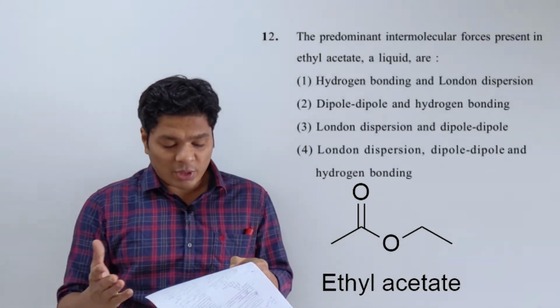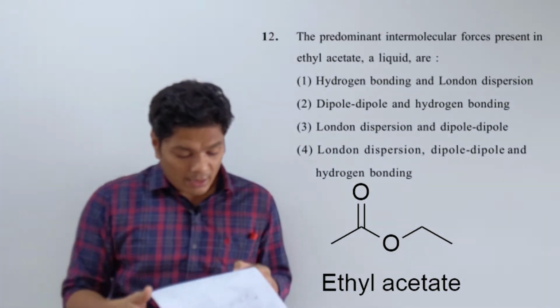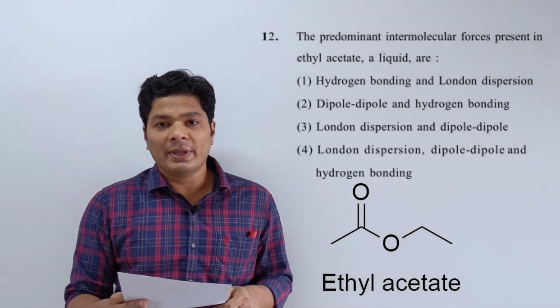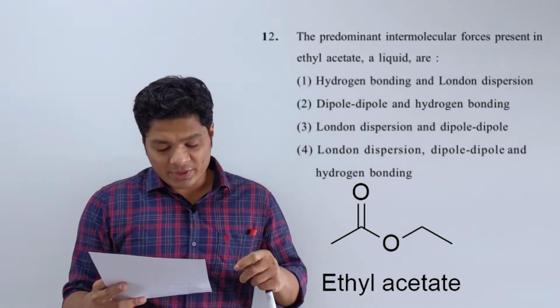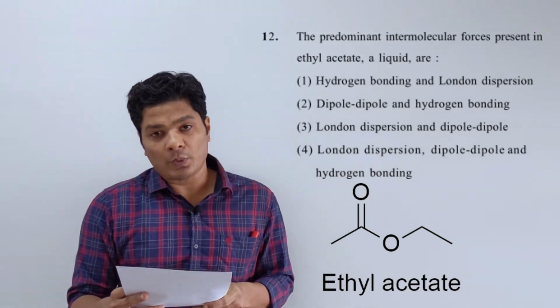Any molecule with another molecule has London dispersion forces. Ethyl acetate has a dipole moment because a double bond is also present, C double bond O. So it is going to have a dipole.